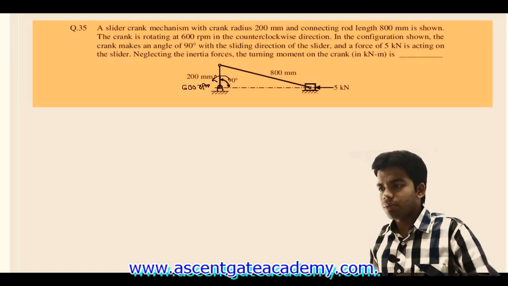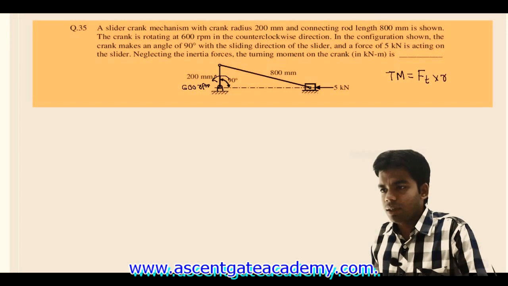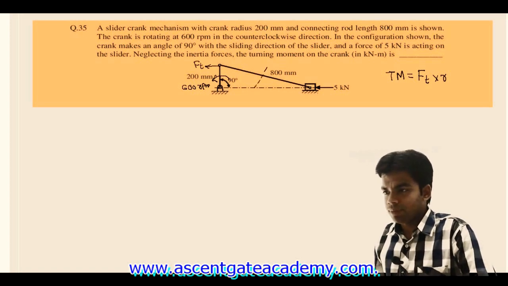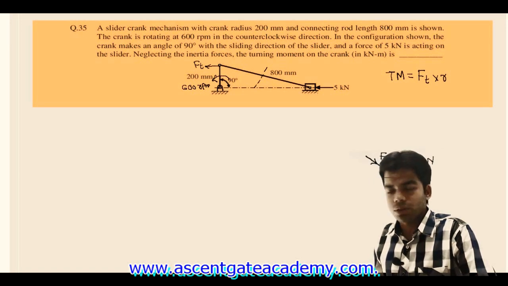We know the formula for turning moment. What is this turning moment? This turning moment is nothing but crank effort Ft into R. And what is this Ft? This will be Ft, the crank effort. If I separate it from here and draw these two parts separately, so this is a slider, a force of 5 kN is acting on the slider. In the connecting rod, the force acting is suppose Fc. Fc is the force acting on the connecting rod.